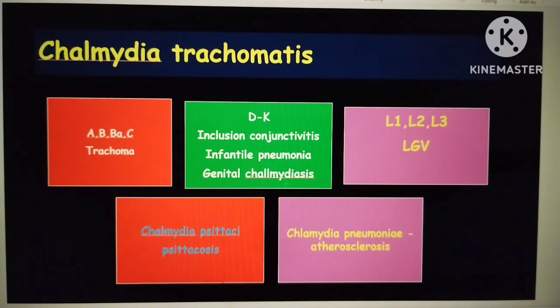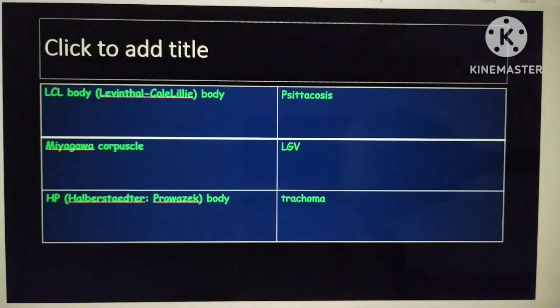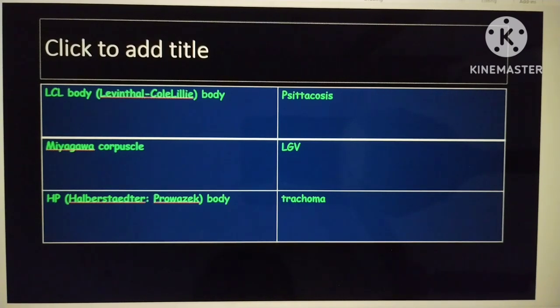Chlamydia psittaci causes psittacosis, and Chlamydia pneumoniae is associated with atherosclerosis. These are the important bodies. I told you some inclusion bodies are produced by chlamydia, and these are they: the Levinthal-Cole-Lillie body seen in psittacosis, the Miyagawa corpuscle seen in LGV, and the Halberstaedter-Prowazek body seen in trachoma.